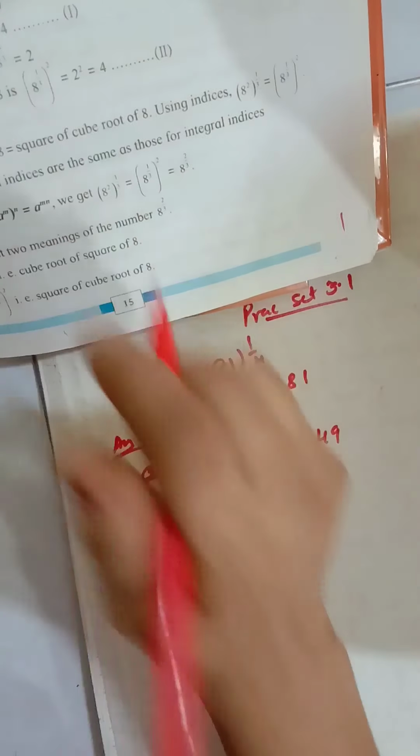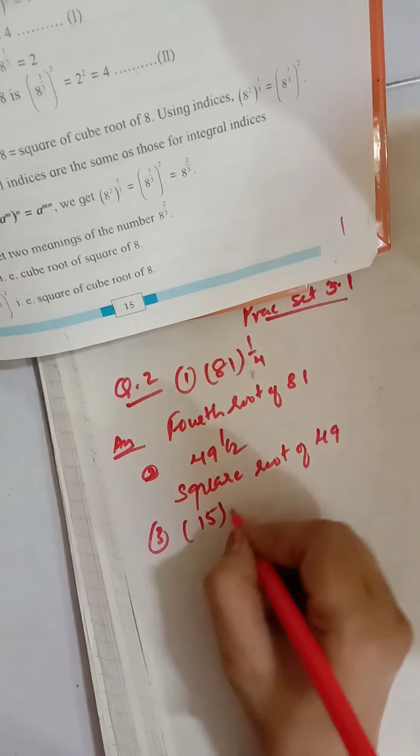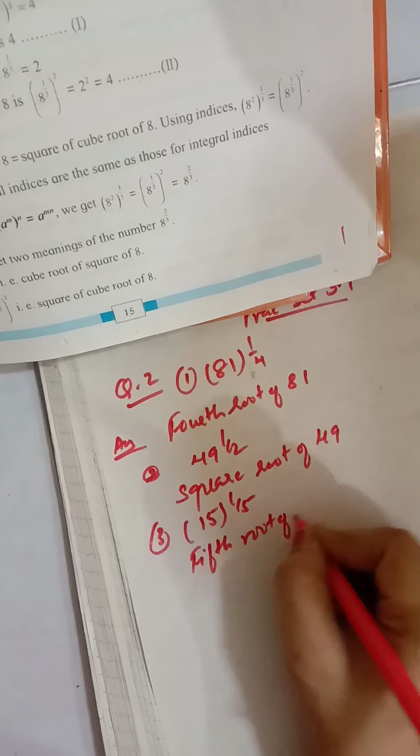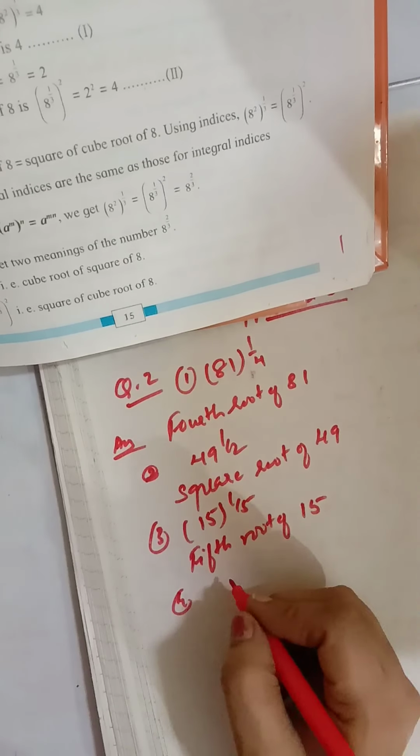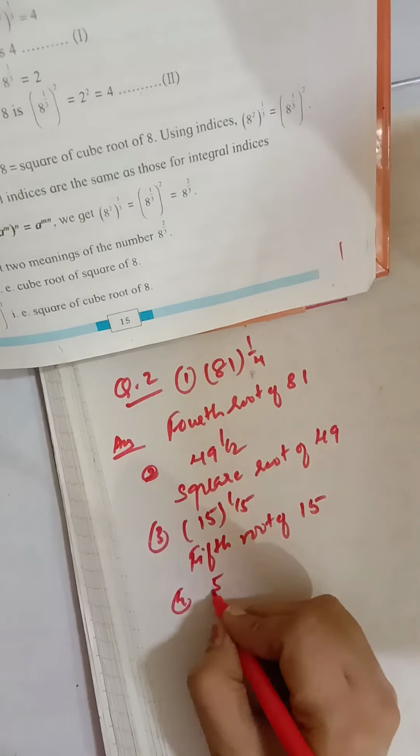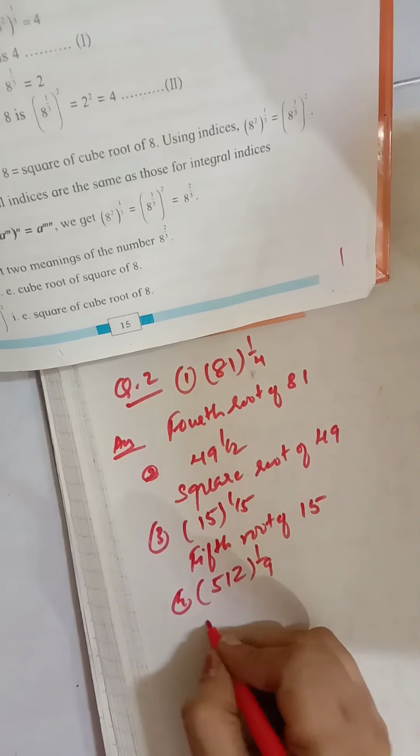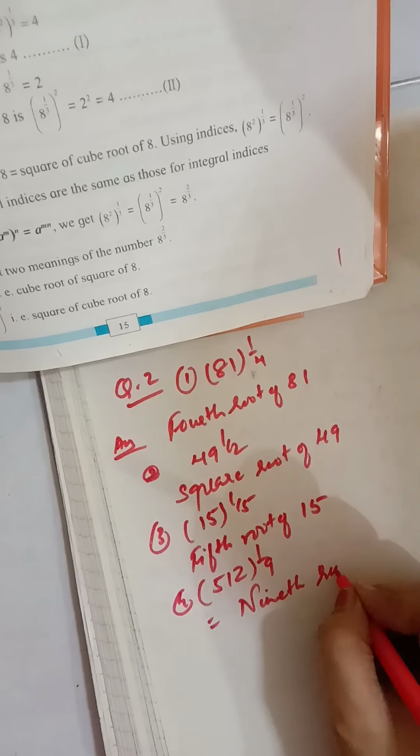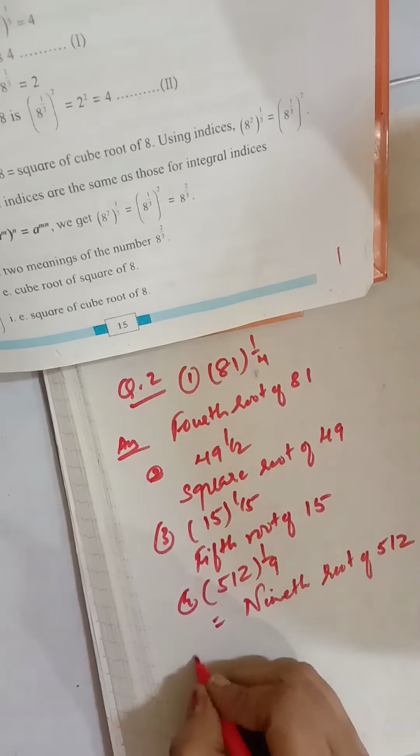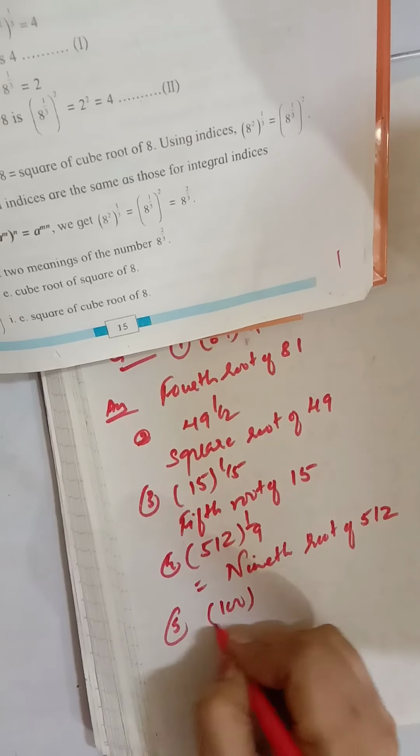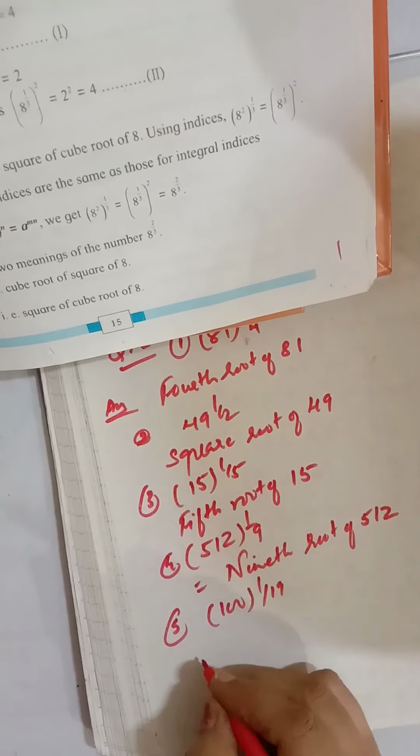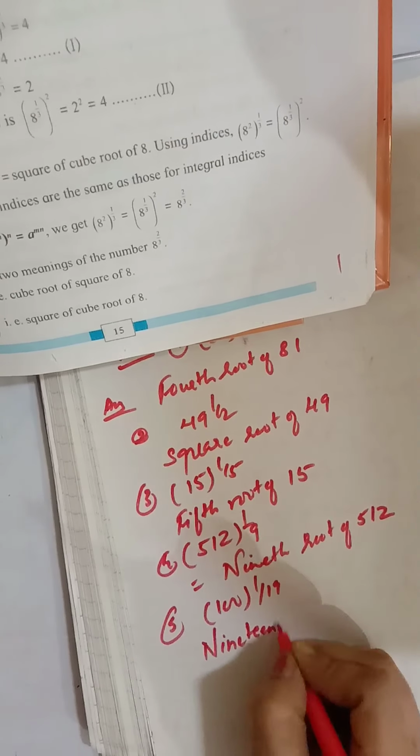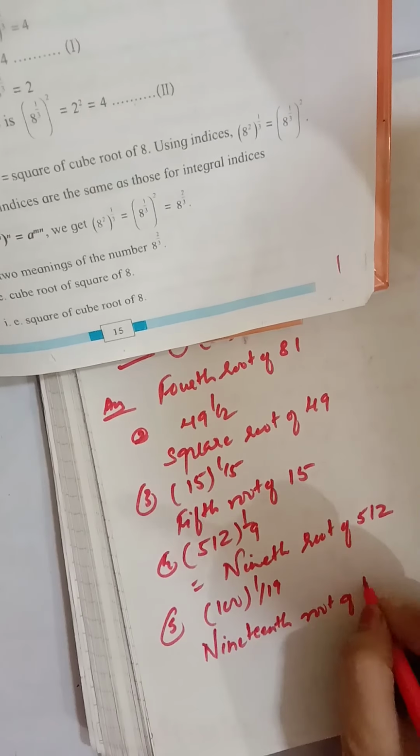Third one is 15 raised to 1 upon 5. So it is nothing but the 5th root of 15. Fourth one is 512 raised to 1 upon 9. So it is the 9th root of 512. Your fifth one is 100 raised to 1 upon 19. Yes or no? So children, this will be the 19th root of 100.